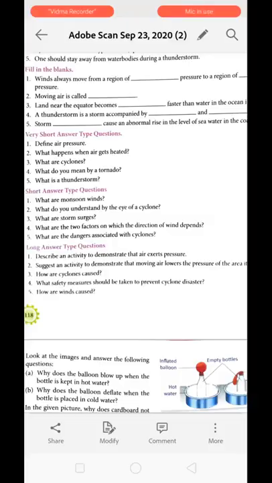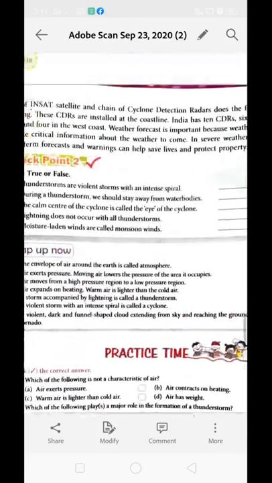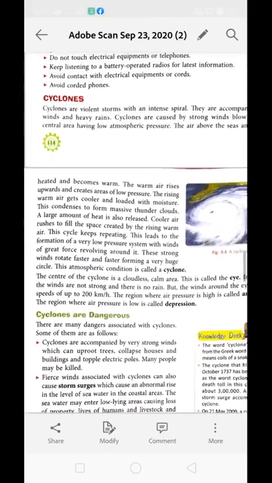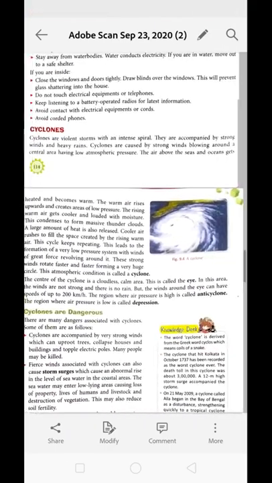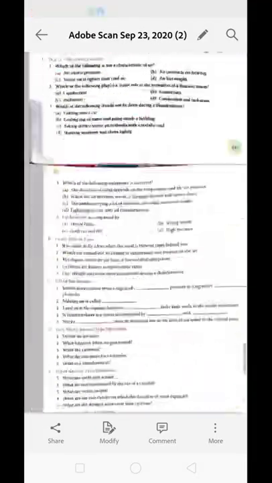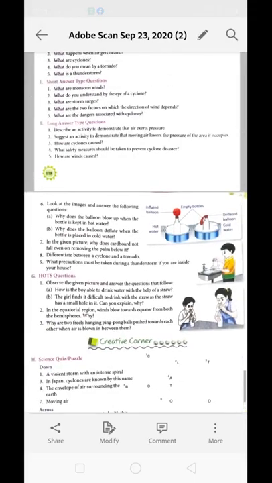Next question is how are cyclones caused? The air above sea and ocean gets heated. The last line of page number 114. The air above the sea and ocean gets heated and becomes warm, and the condition is called cyclone. Clear? You will write the whole paragraph over there. Next question.